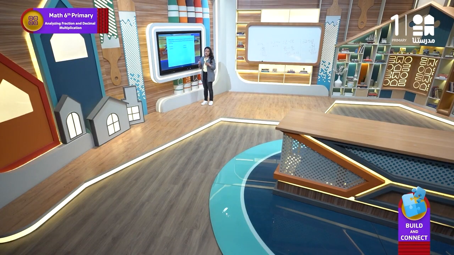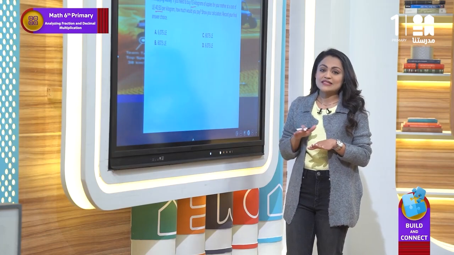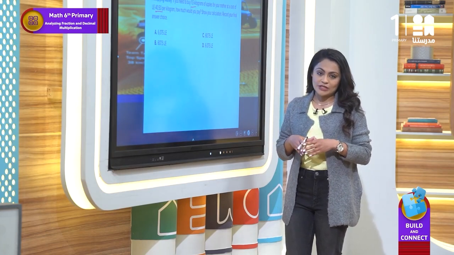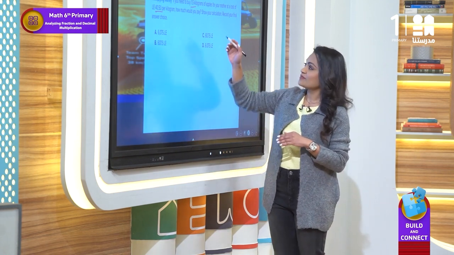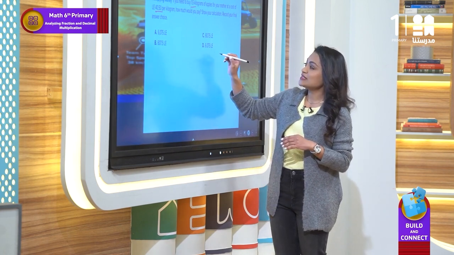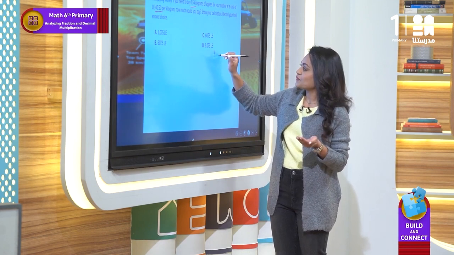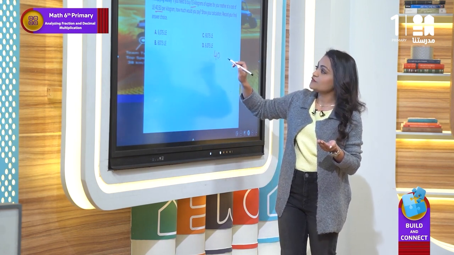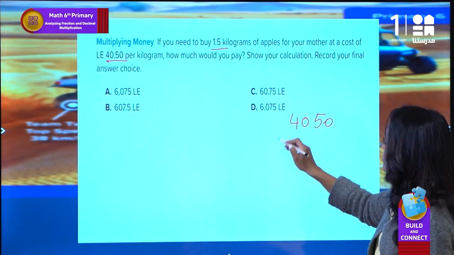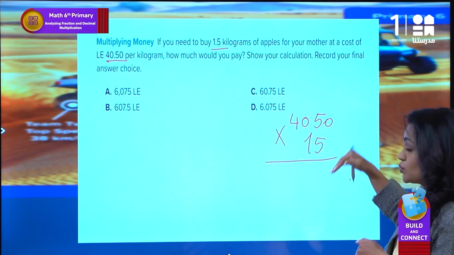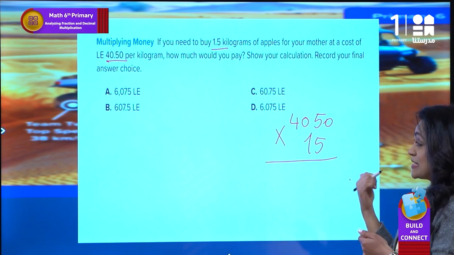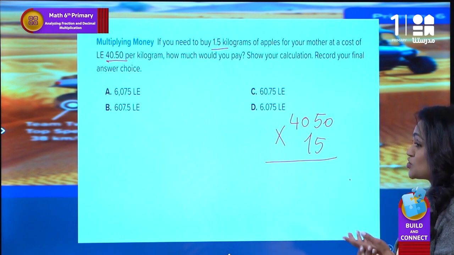I'm sure that all of you multiplied the factors 1.5 multiplied by 40.50 without considering the existence of the decimal point. And the result will be, let's do it. We ignore the decimal point, and then we're going to multiply normally. What does it get us? Think. Let's do it together.